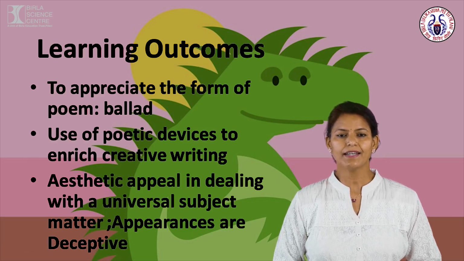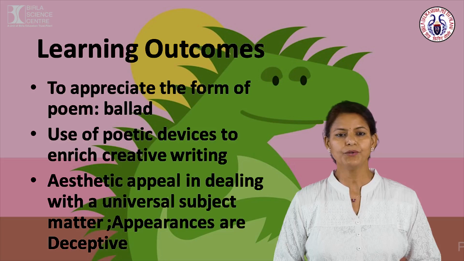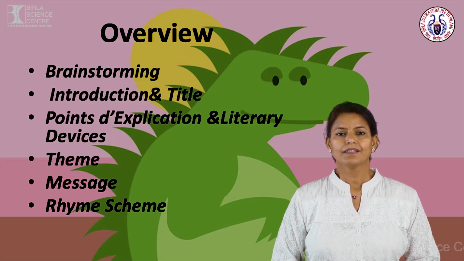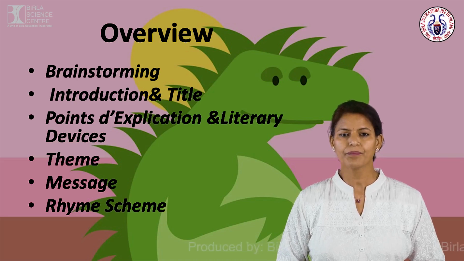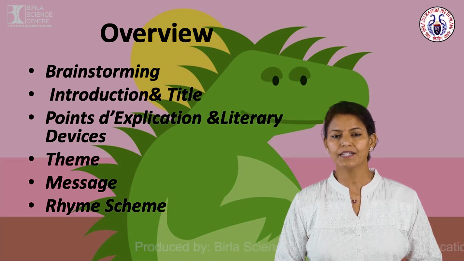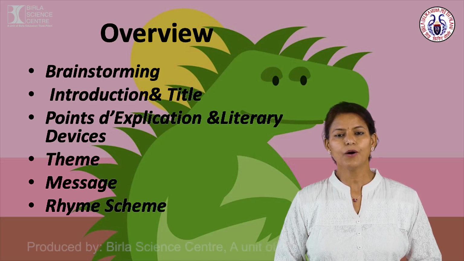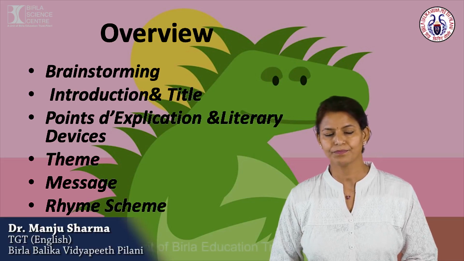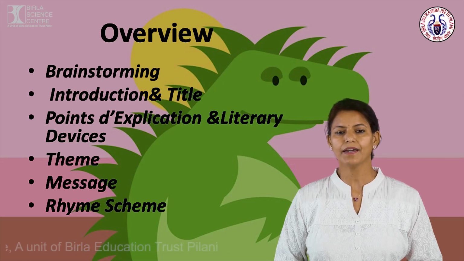Also to understand and appreciate the aesthetic appeal that is employed in dealing with the universal subject matter, appearances are deceptive. The chapter is divided under the following subheads: brainstorming, introduction that reflects on the title of the poem as well, the points of explanation along with the literary devices employed in the different stanzas of the poem, followed by the theme, message and the rhyme scheme in the poem.